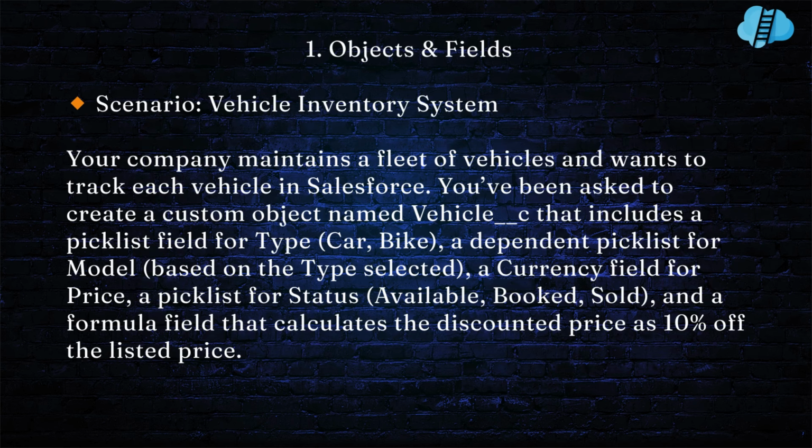Objects and fields. Scenario: vehicle inventory system. Your company maintains a fleet of vehicles and wants to track each vehicle in Salesforce. You've been asked to create a custom object named vehicle__c that includes a picklist field for type (car, bike), a dependent picklist for model based on the type selected, a currency field for price, a picklist for status (available, booked, sold), and a formula field that calculates the discounted price as 10% off the listed price.